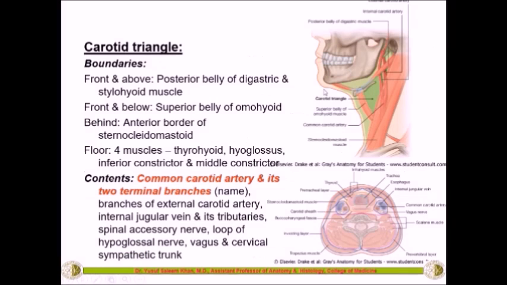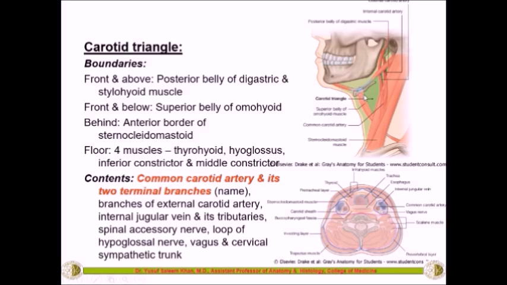The second triangle, which is, as I said, one of the most important triangles, is called the carotid triangle. This is the carotid triangle. So the boundaries, before we go to the contents, we'll study the boundaries. What are the boundaries? Front and below, we have already studied this muscle. This muscle is called the superior belly of the omohyoid. Okay. Then we have above, superiorly, front and above, one more muscle, which is called the digastric. This is called the posterior belly of digastric. There is also the anterior belly of the digastric. So anterior means in the front, posterior means behind.